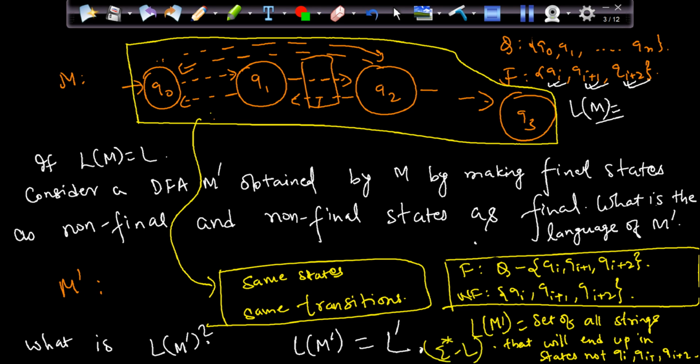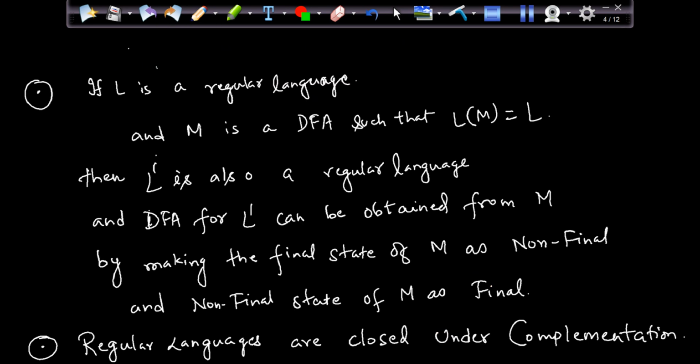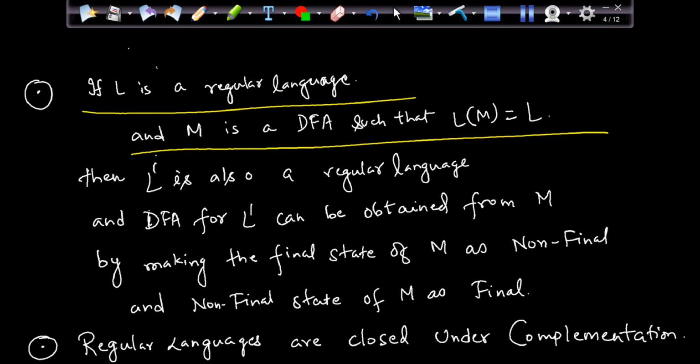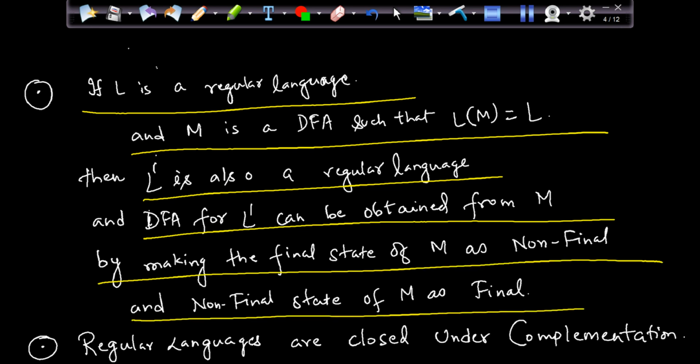So from here you get this conclusion: if L is a regular language and M is a DFA such that L of M is equal to L, then L dash is also a regular language, and the DFA for L dash can be obtained from M by making the final states of M non-final and the non-final states of M final. Okay, thank you very much.